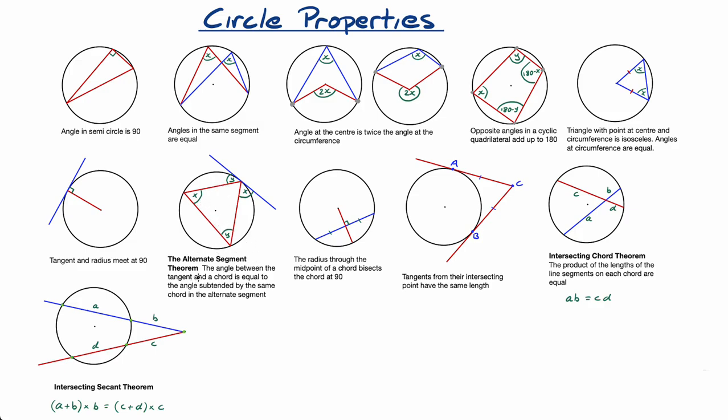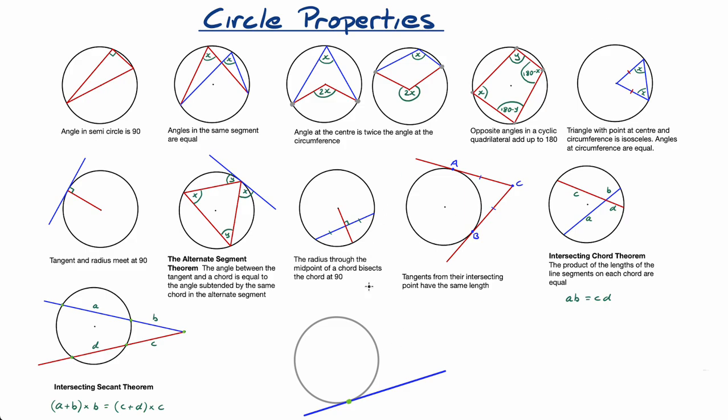The angle between the tangent and a chord is equal to the angle subtended by the same chord in the alternate segment, right? So that x is equal to that x, and that y is equal to that y. Now, fair enough, guys, that wording is confusing. So what I always tell students to do at this point is to just draw one themselves. So there's a circle. You get a tangent anywhere. Just draw a tangent. There is a tangent.